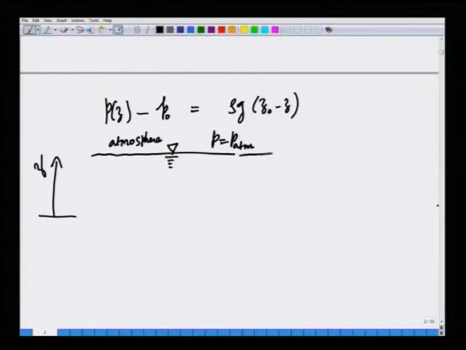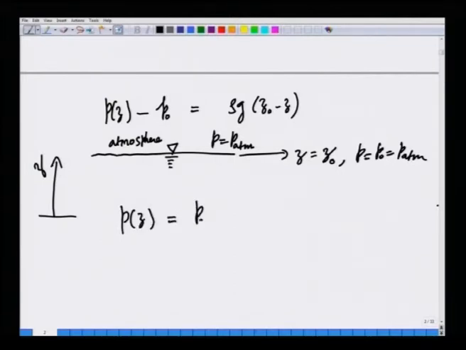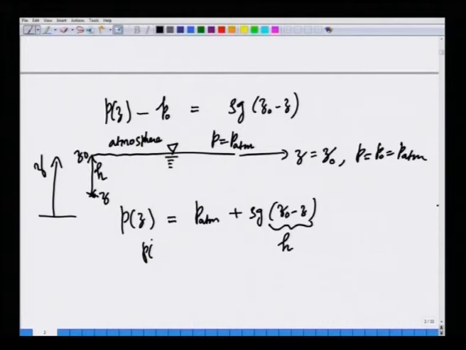If you call this location z equals z naught, which is the free surface where P is P naught, which is P atmosphere, then P at any location z is P atmosphere plus rho g times z naught minus z. z is any location and z naught is this location. So, z naught minus z is this depth from the free surface, which is conventionally denoted by the letter H. So, P at any location in the liquid is P atmosphere plus rho g H.